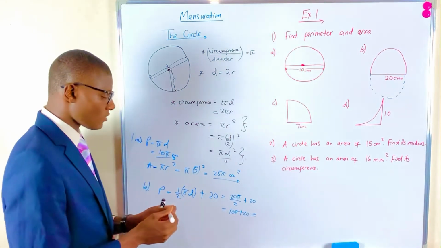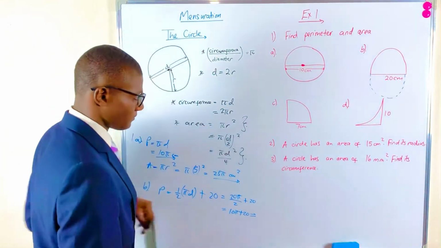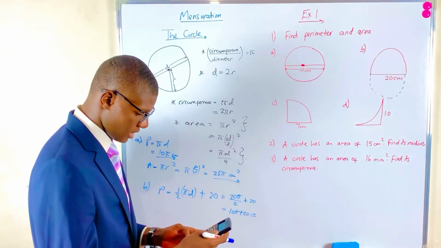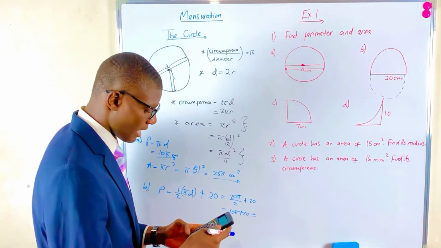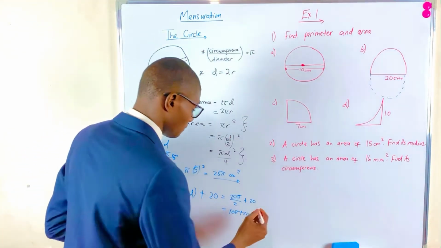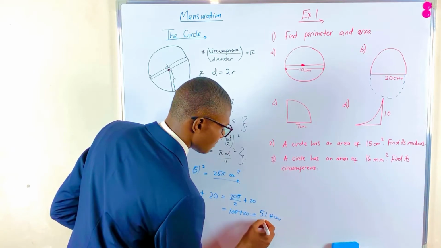And we can further simplify this, 10 pi plus 20, that will give us 51.4. So this is equal to 51.4 centimeters.